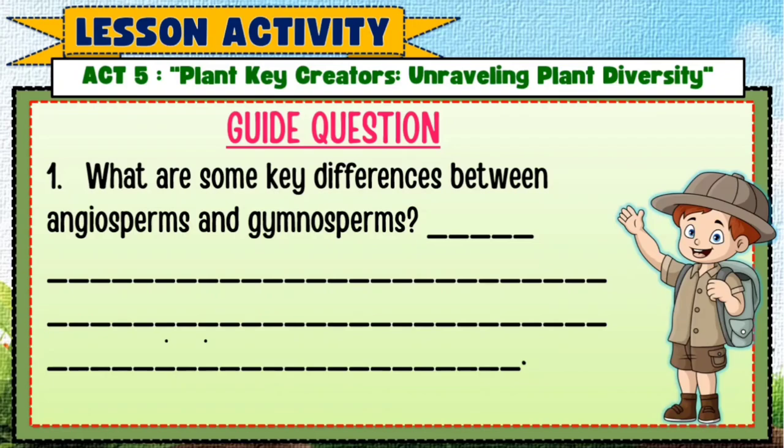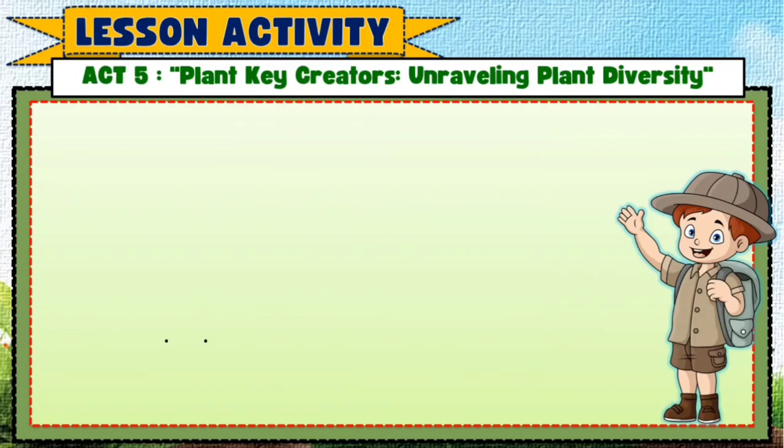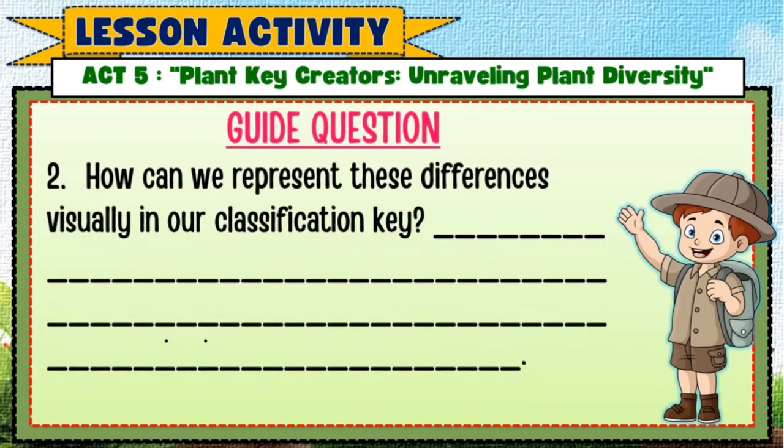What are some key differences between angiosperms and gymnosperms? Number 2. Guide questions. How can we represent these differences visually in our classification key?